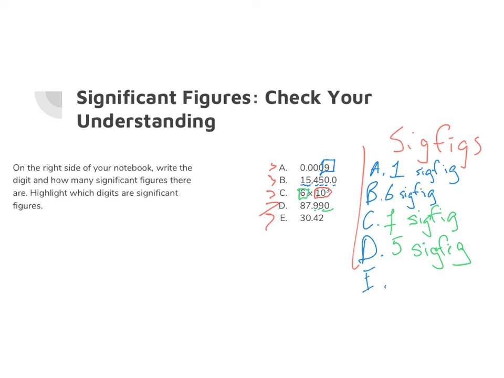E, 30.42. How many significant figures? 4. We have 4 sig figs. If we take a look at them, we have a 3, we have a 4, we have a 2, all non-zero digits. This 0 falls between 2 non-zero digits. It's not just indicating where this decimal point is. It is significant as well. So we have 4 significant figures in E.